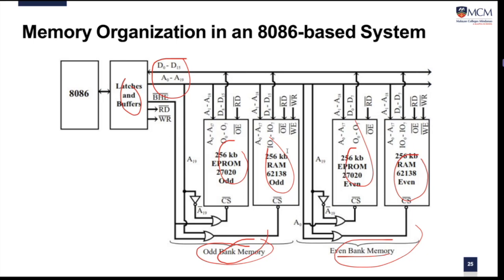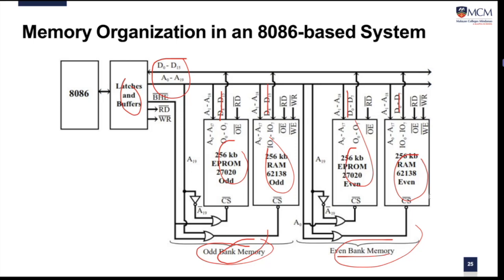Data bus from D0 to D15. We have that here, this is the data bus, D0 to D15. Okay, data bus. So since the 8086 has a 16-bit data bus, it can read or write 16-bit words at a time.